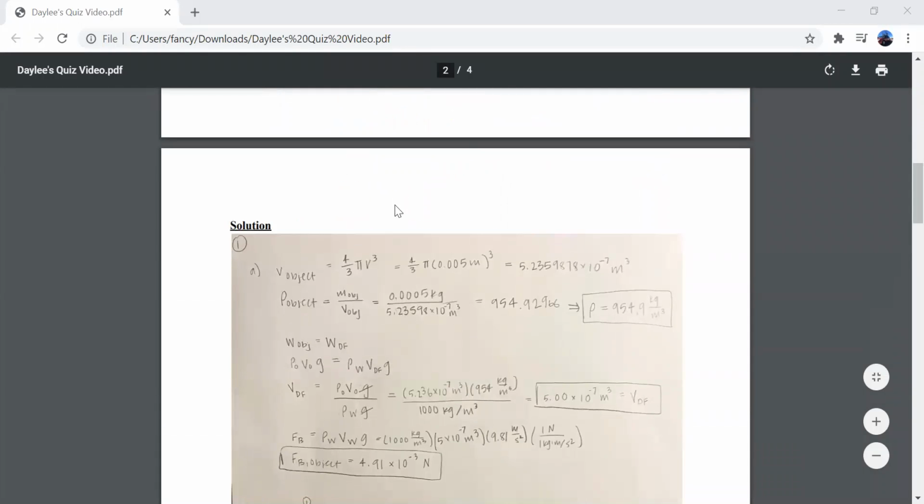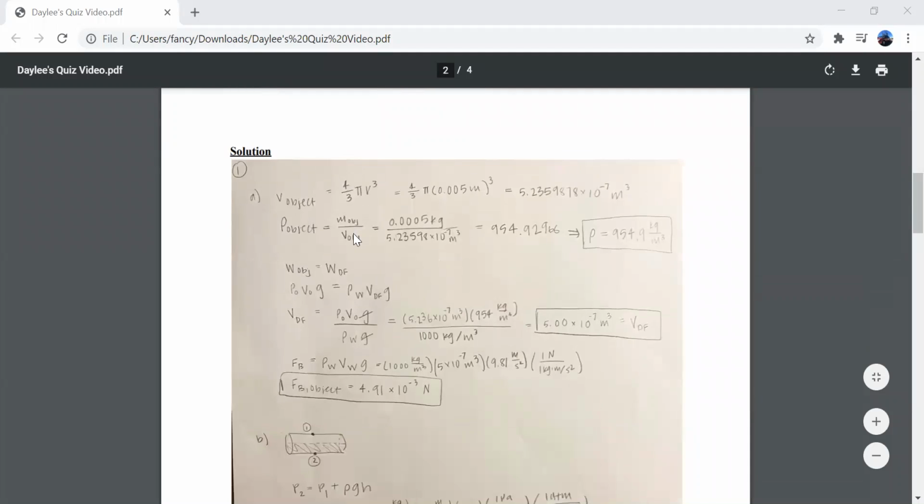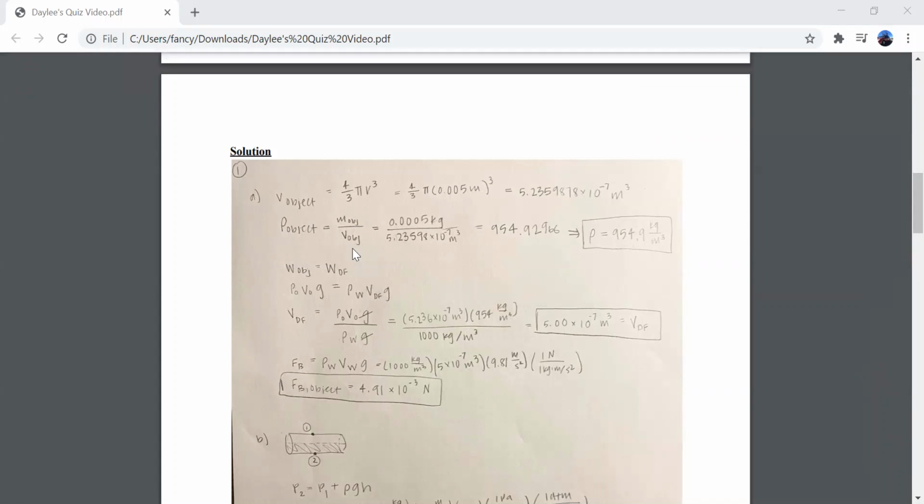Okay, for the solution, we're asked to find the buoyant force acting on the pebble and then the volume of the water displaced. So we have to use buoyancy equations, and the first one we're going to use is Archimedes' law, saying that the weight of the object is equal to the weight of the displaced fluid. And the weight is also equal to mass times gravity, which is also equal to density times volume.